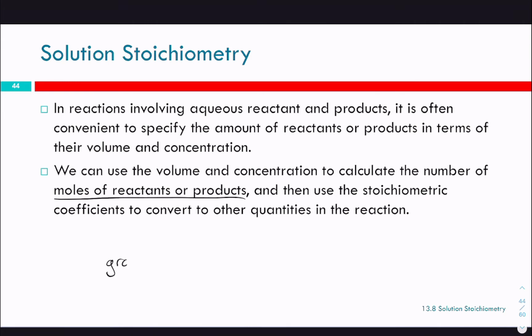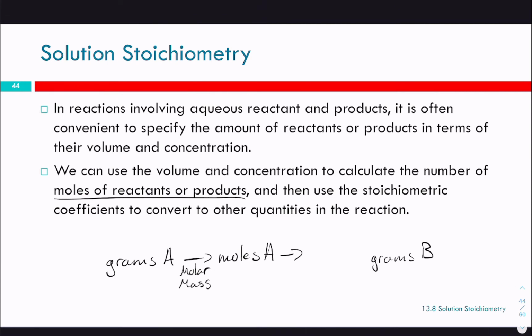The first one we talked about was just if you have grams of a reactant or grams of a product. The way these problems always go, let's say we have grams of A, and we're trying to calculate grams of B. If we have grams of A in any stoichiometry problem, we have to convert that to moles. We can do that using the molar mass. And then once we have moles of A, we can use the stoichiometric coefficients.